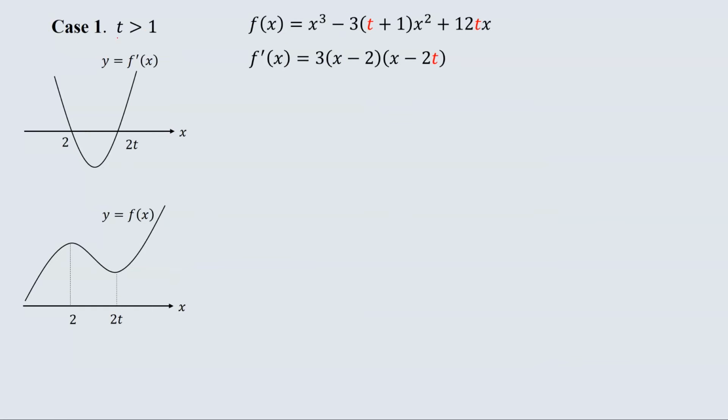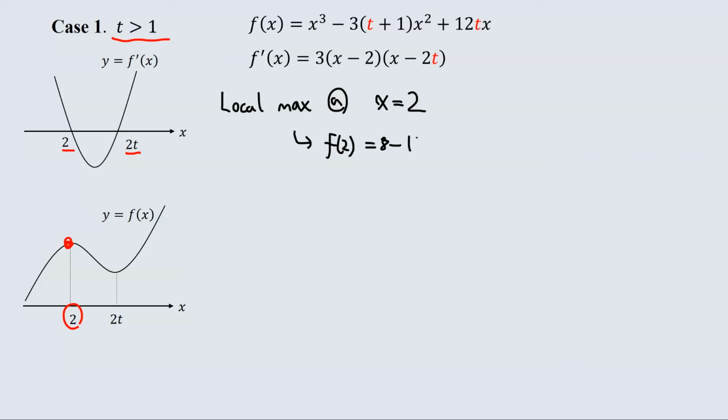First, case 1. When t is greater than 1, 2t is greater than 2, and therefore the local maximum occurs at x equals 2. The local maximum value is f(2), which is 8 minus 3 times 4 times (t+1) plus 12 times 2t, which is 24t.